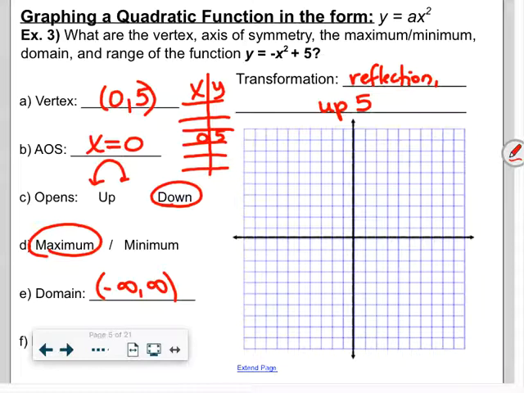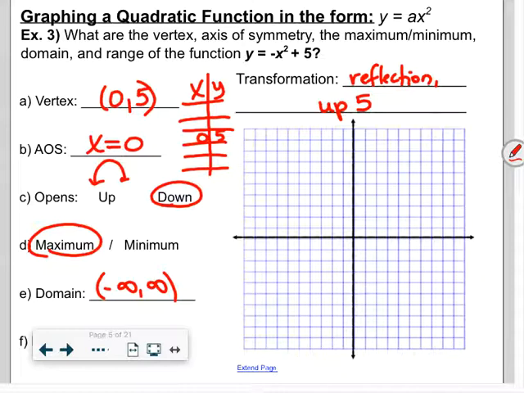So use a pencil, but here's my point. If I know this opens down because of that negative and I graphed it and when I got done my U was up, that should be a red flag for me to go, uh-oh, I made a mistake, okay?